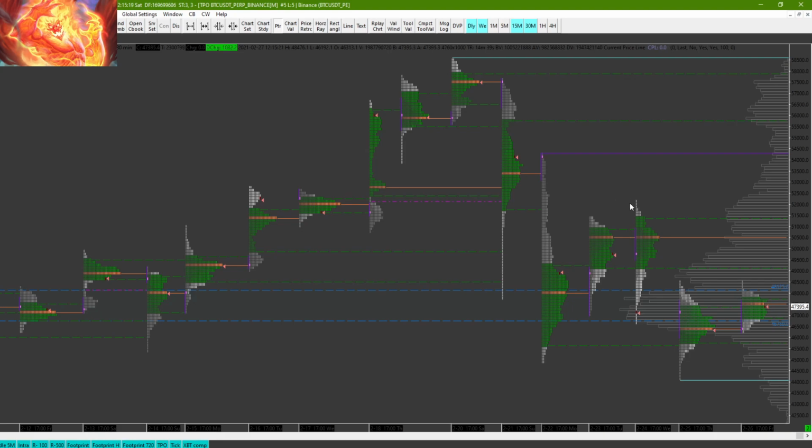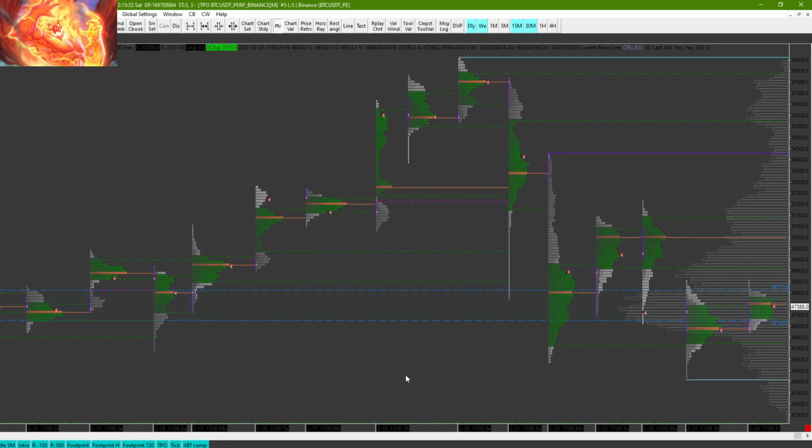These are going to be commonly printed. They're very common to see, and price likes to trade through these to alleviate them. And then the last one we're going to do is the poor high and poor low. And I don't really see any, I mean, technically that's kind of a poor high. I normally would consider it to be three or more blocks.